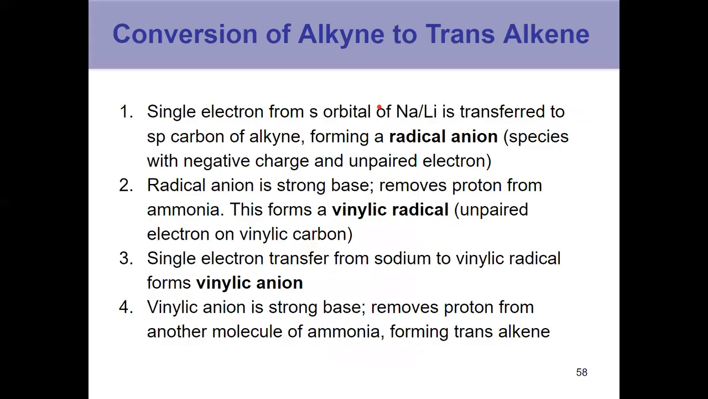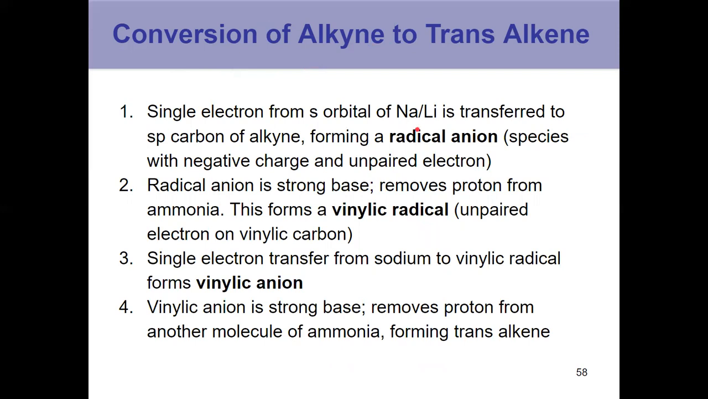So what does this mechanism look like? Well, the steps are listed out here in slide 58 and then shown on the next slide, 59. Note that this only works for internal alkynes. So you can't do this with a terminal alkyne. But if you have an internal alkyne, you want to take it to a trans alkene, you do the dissolving metal reduction. That takes an electron out of the s orbital from your metal, transfers it to the sp carbon of the alkyne. That makes a radical anion.